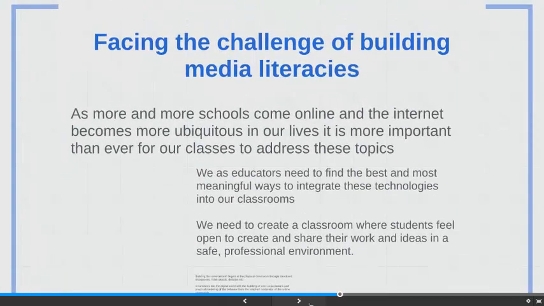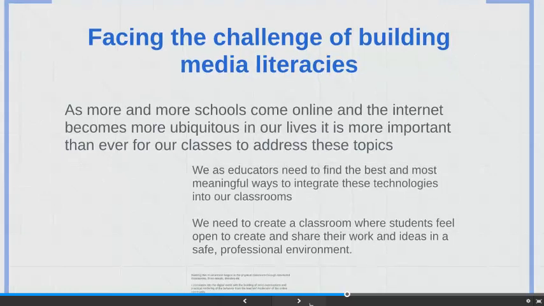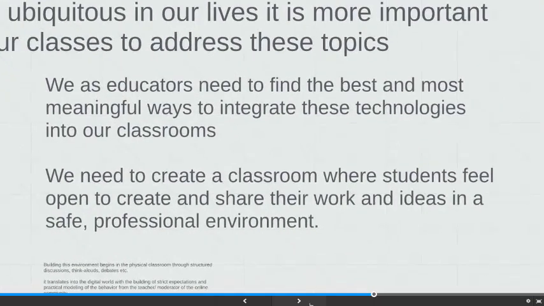As more and more schools come online and the internet becomes more ubiquitous in our lives, it's more important than ever that our classes address these topics. We as educators need to find the best and most meaningful ways to integrate these technologies into our classrooms. We need to create a classroom where students feel open to create and share their work and ideas in a safe, professional environment.